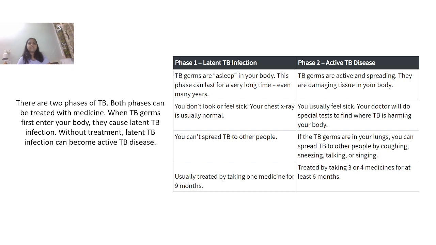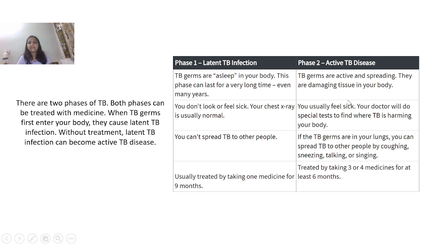So in phase 1, latent TB, it is asleep in your body. This phase can last a very long time, even many years. Many years you can stay like that without any harm in your body. You don't look or feel sick. Your chest X-ray is usually normal, and you cannot spread the TB to other people. It is usually treated by taking one medicine for 9 months.